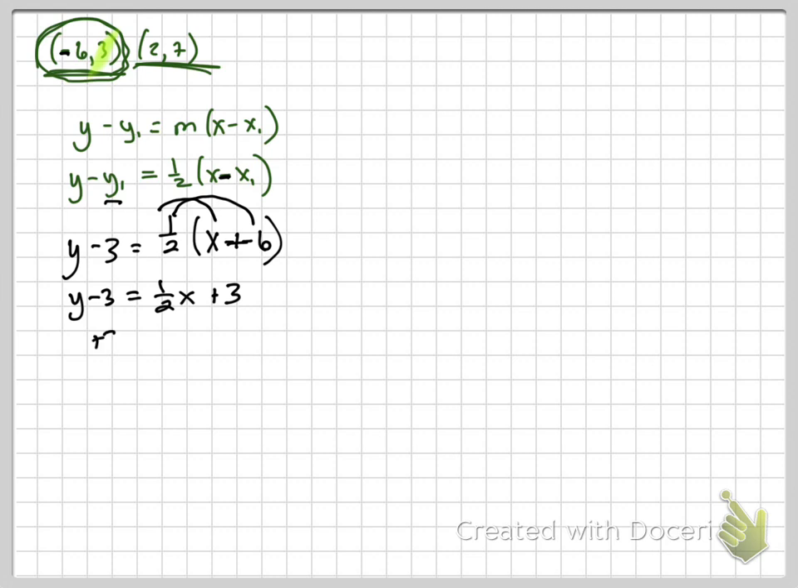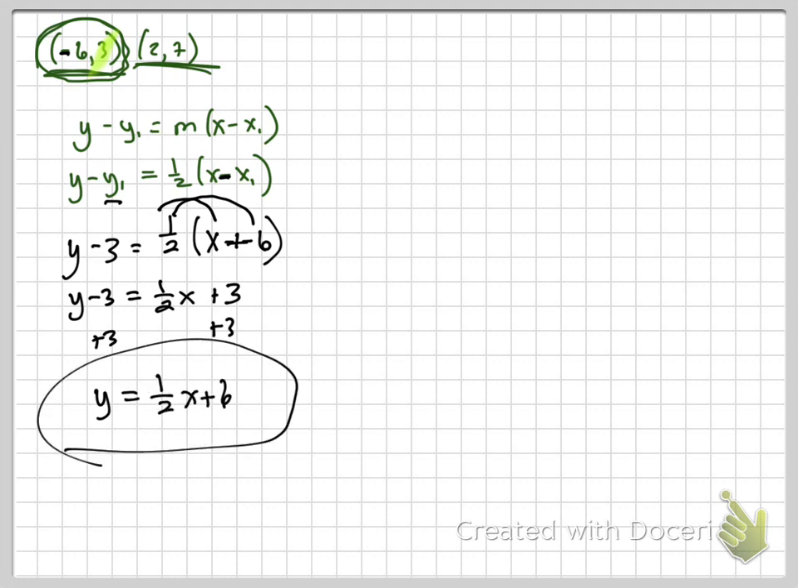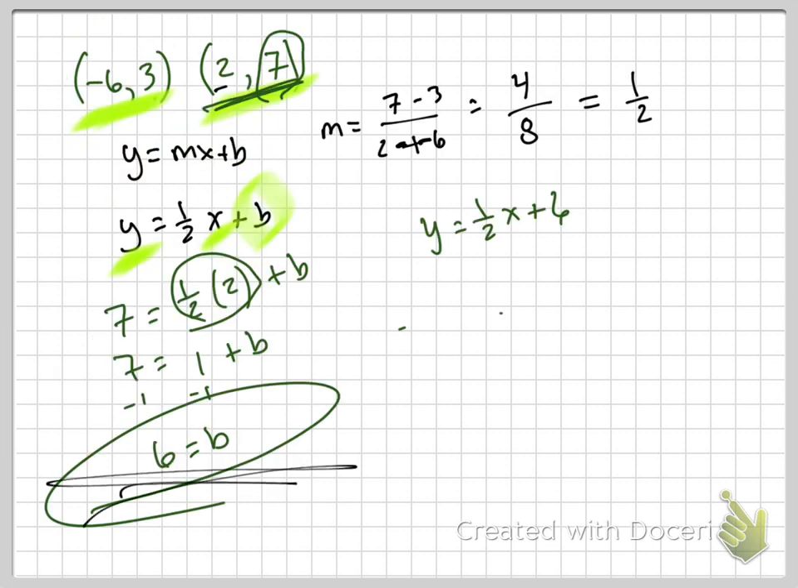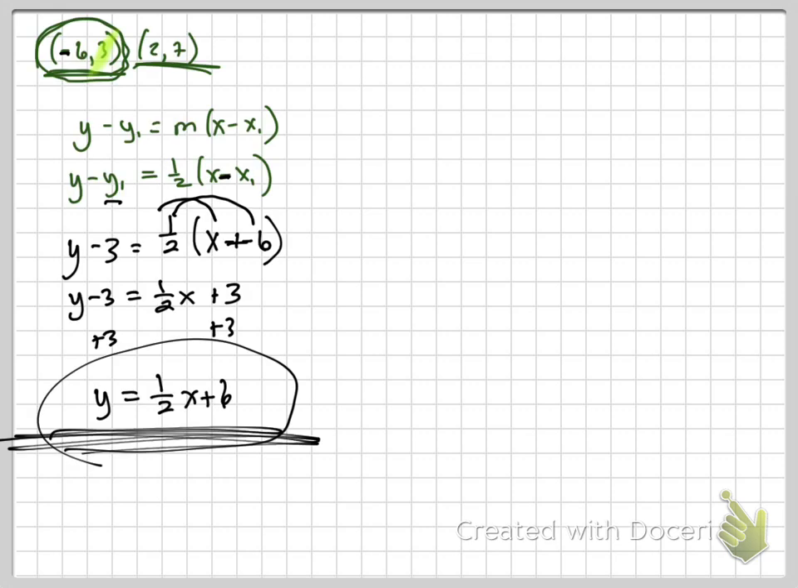And then I'm going to add 3 to get y by itself, and I get y equals 1/2 x plus 6. Now, one of the reasons why I like this formula is because you can't help but end up with the equation when you're done. You're no longer giving me this as your answer because it comes out in point slope form, right?